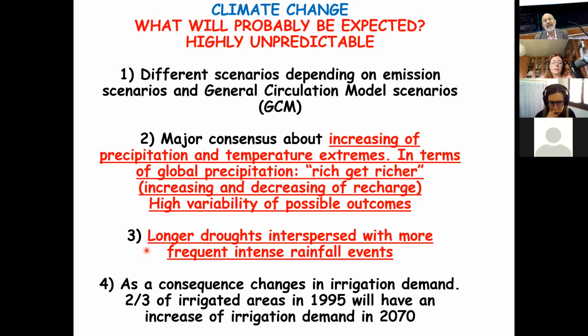These can induce also modification of man's activity, and in particular, changes are expected in irrigation demand due to the increase of the production needs of crops, of agricultural crops, and to the increase of these dry events. And so we expect a strong increase of irrigation demand in the next decades.